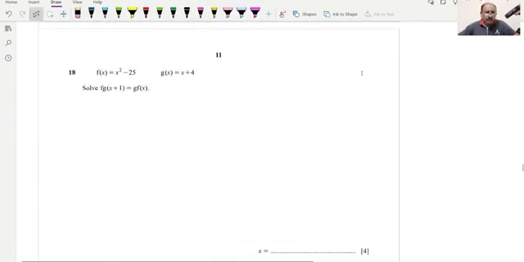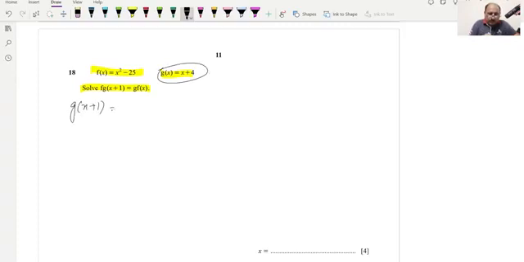Now we can move to question number 18, a functions question. f of x is given, g of x is given. We have to solve this equation: f of g of x plus 1 is equal to g of f of x. So first of all, we can write g of x plus 1. So g of x is this one. We will replace x by x plus 1, so it will be x plus 1 plus 4, which is equal to x plus 5.